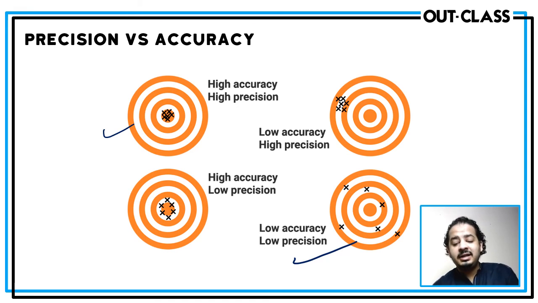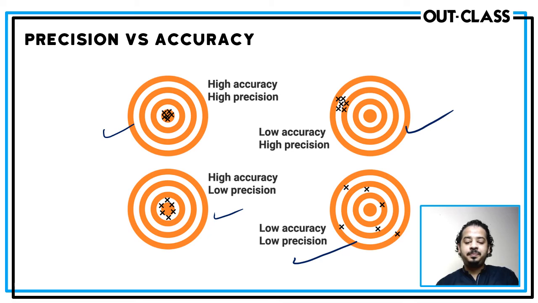Now have a look at this one. This one has high accuracy and low precision. High accuracy means that all of these darts are more or less near the bullseye. But this is not very precise. Why is it not very precise? Because each individual dart is not hitting the same place or even close to the same place. There's a lot of spacing between them. There's inconsistency in where you are hitting.